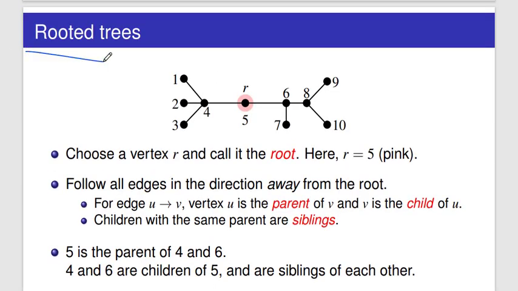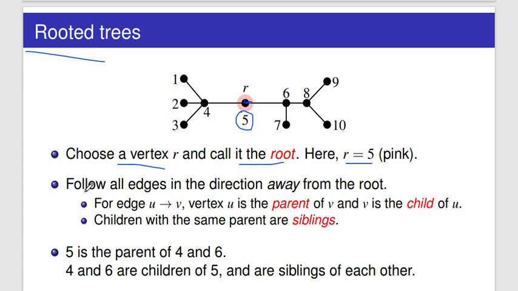Next is the rooted tree. This is the last topic. Choose a vertex R and call it the root. We have to call it the root. Here R is equal to 5, given name. Like in an actual tree we have a root, a main branch, then a sub branch. Like this.